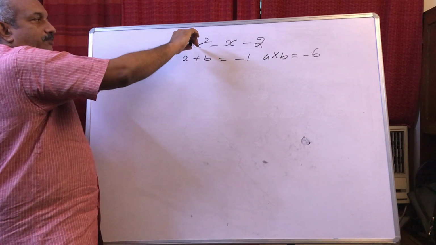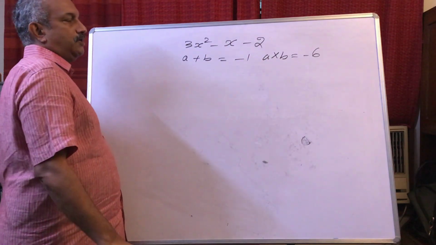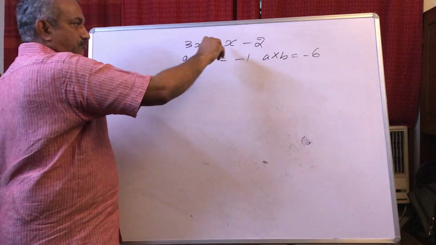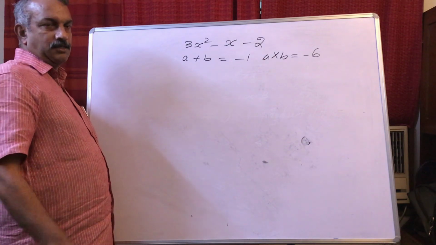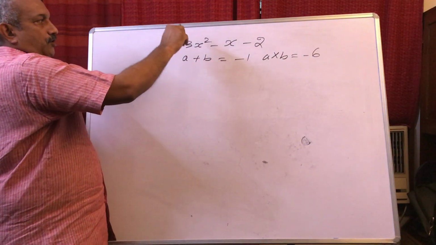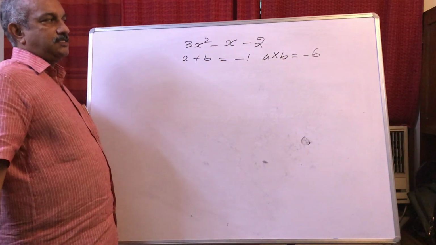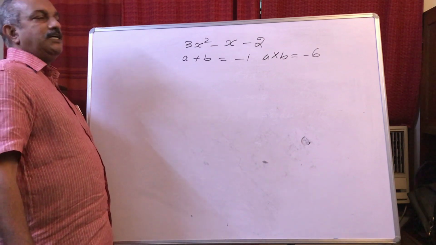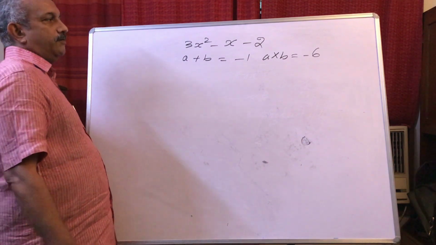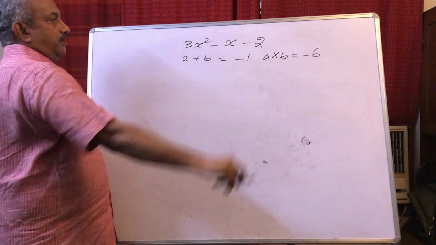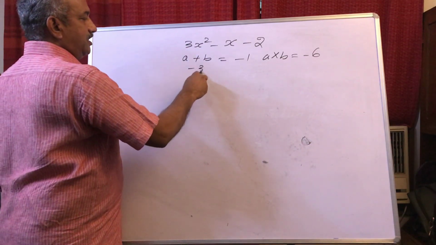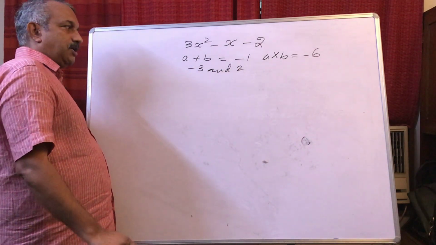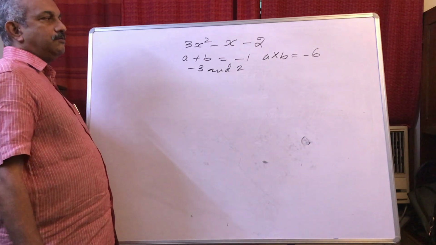Last case we did not multiply because the coefficient of the square of the variable was 1 in every case, but here it is 3. So the sum will remain the same, the coefficient of x, but the product is the product of the coefficient of the square of the variable and the last term. So a plus b is equal to minus 1 and a into b is equal to minus 6. You have to find two numbers. Say the numbers are minus 3 and 2, because minus 3 plus 2 is equal to minus 1 and minus 3 into 2 is equal to minus 6.